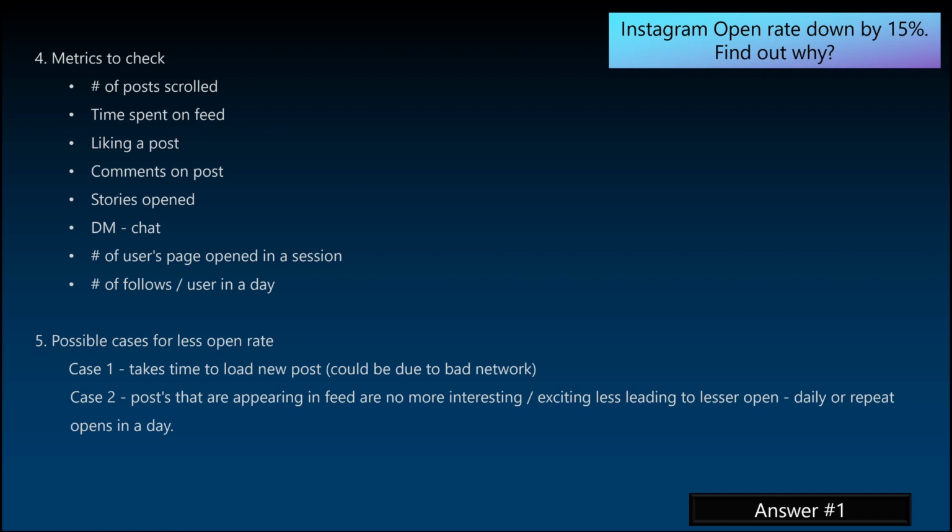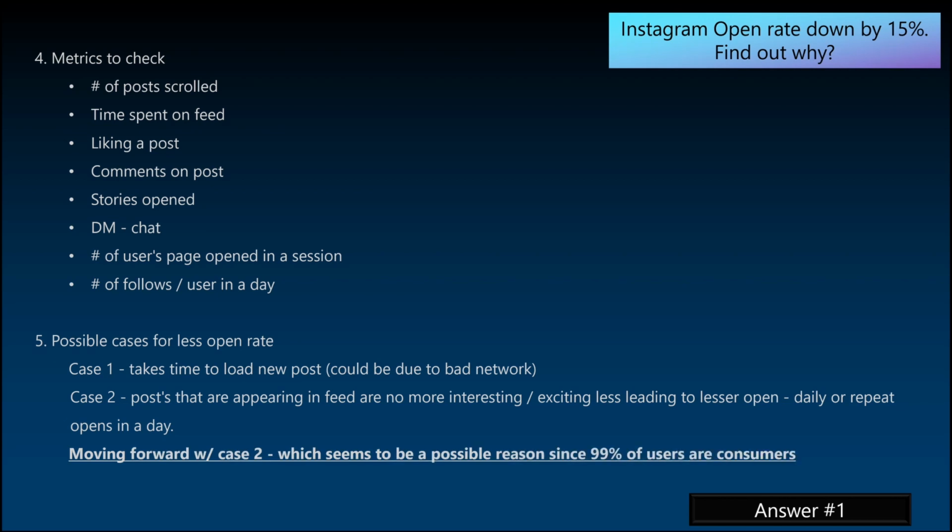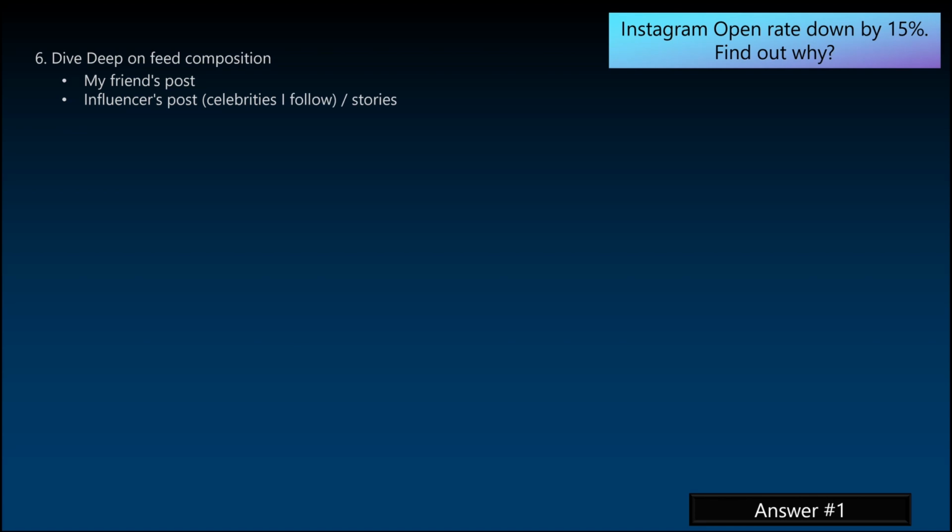Now, considering the fact that 15% is a very large chunk and not all of the users can have bad network, we should be moving forward with case 2, which seems to be the possible reason since 99% of users are consumers. So let's dive deeper. What constitutes my feed? 1 is my friends' posts, and the 2nd is influencer posts, which are celebrities I follow.